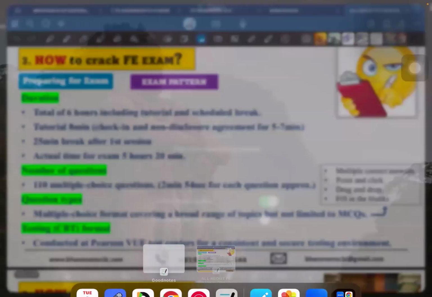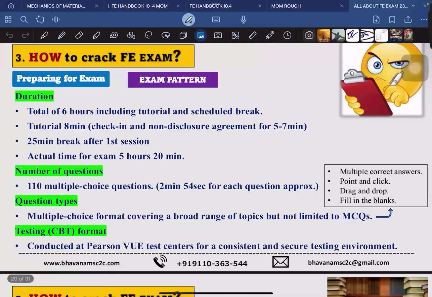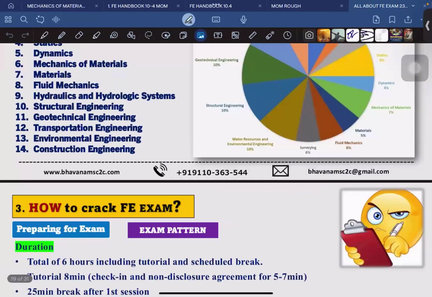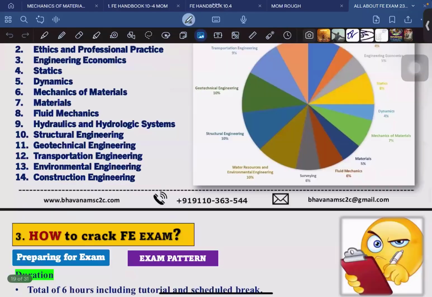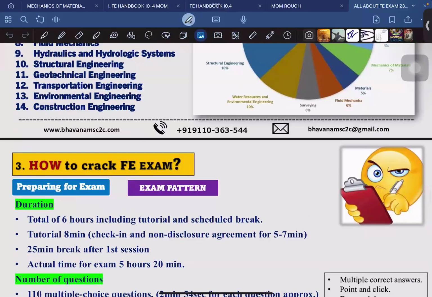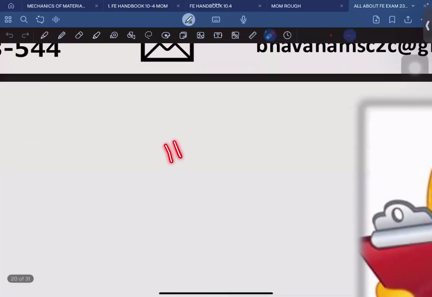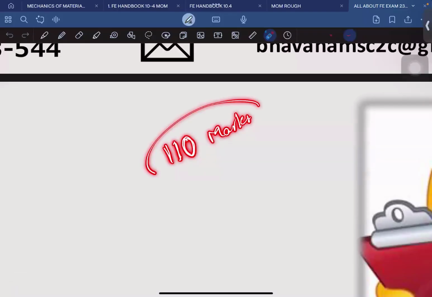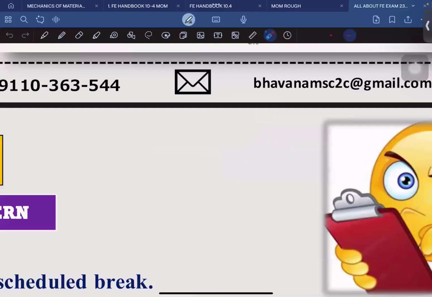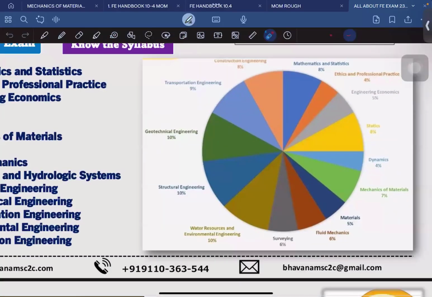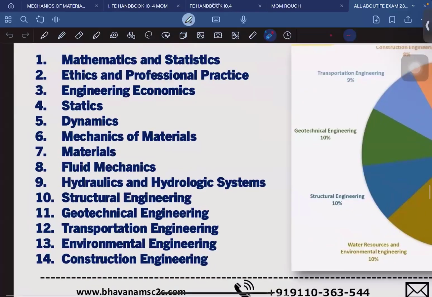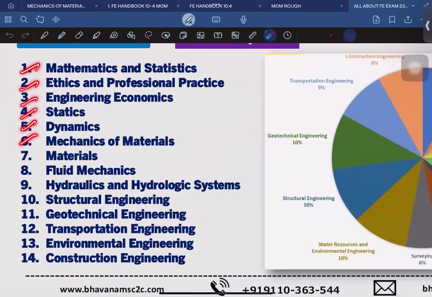Since two of our friends are new, let's have a quick glance at the FE exam. Tell me, guys, the FE exam is for how many marks? Is it 100 or 120 or something else? 110. Yes, the FE exam is for 110 marks, and it means we have 110 questions. And how many subjects are there for civil engineers? You can see here we have around 14 subjects as per the FE syllabus.